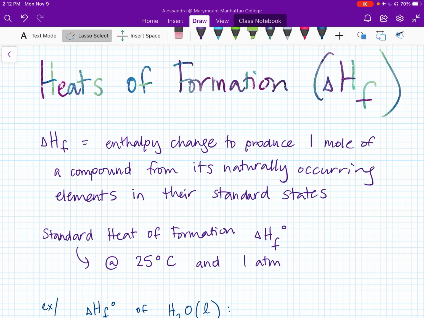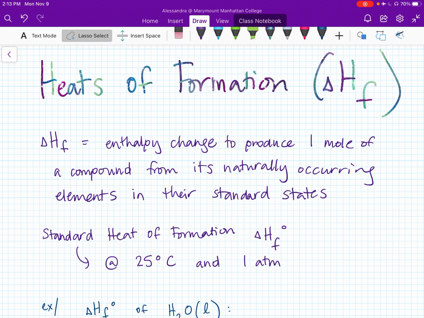So now let's talk about another way that we can figure out the change in enthalpy of a reaction, and that is using standard heats of formation. The heat of formation is abbreviated delta H sub F. Heat is synonymous with enthalpy. Remember that enthalpy is just heat flow at constant pressure. So we have the delta H, change in enthalpy, and that little subscript F refers to formation.